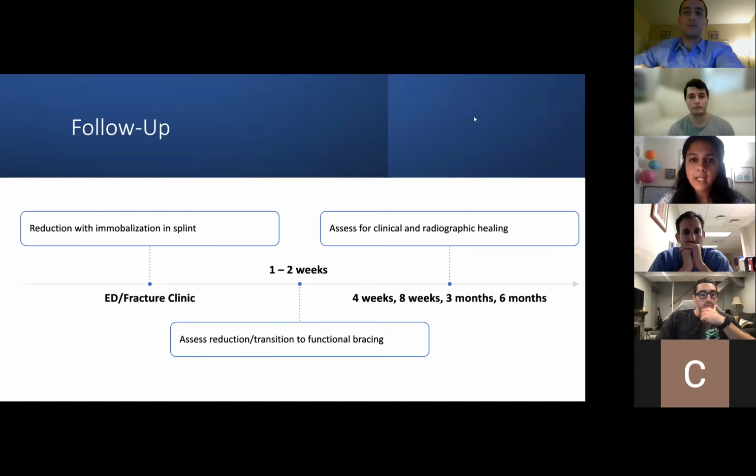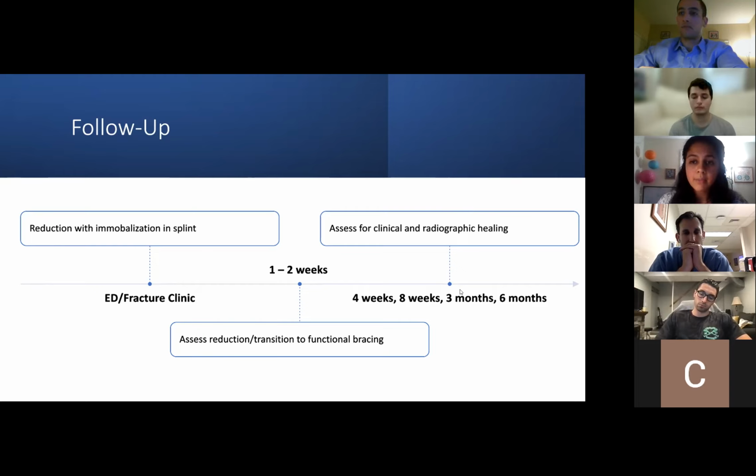So this is the timeline of what they used when they were conducting the study. First, the patients would arrive in the ED or the fracture clinic, and they would undergo a reduction of their fracture. As mentioned in the other presentations, the reduction would be less than 30 degrees of varus valgus angulation, less than 20 degrees of AP, and no more than 30 millimeters of shortening. After that, they were placed in a splint for immobilization. Then 1 to 2 weeks following their presentation, they would reassess the reduction and transition them into a functional brace. They would then assess for clinical and radiographic healing at the 4-week, 8-week, 3-month, and 6-month mark.